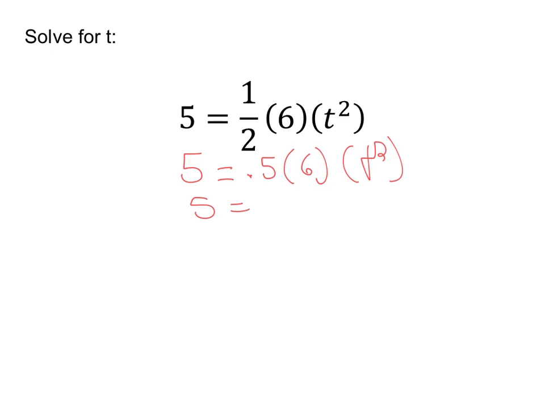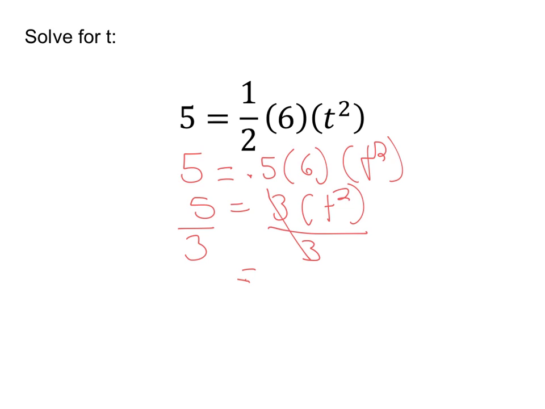Give this a try. 0.5 times 6, that's a 3 times t squared. Okay, now that t squared I want to get by itself. All right, so right now this 3 is bothering it. Let's get rid of it. So same move as the last problem. I'm going to divide that whole side by 3, and since I'm doing that, to kind of pay for it, I have to do it on both sides.